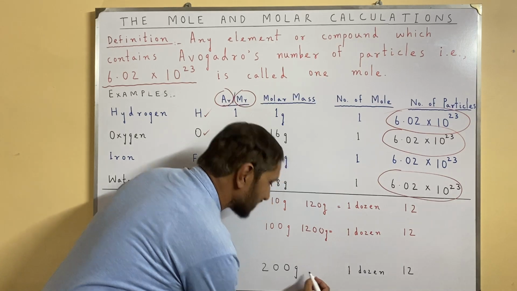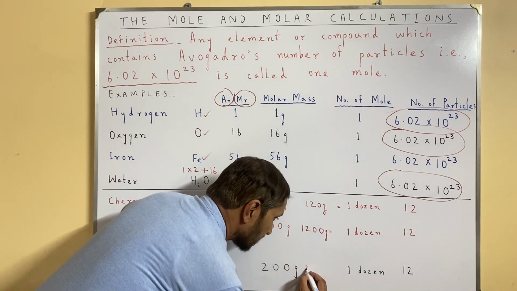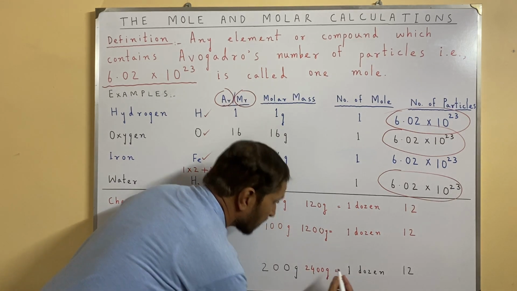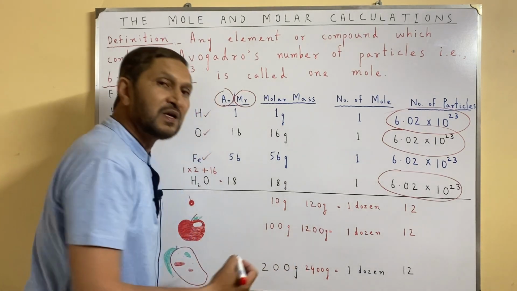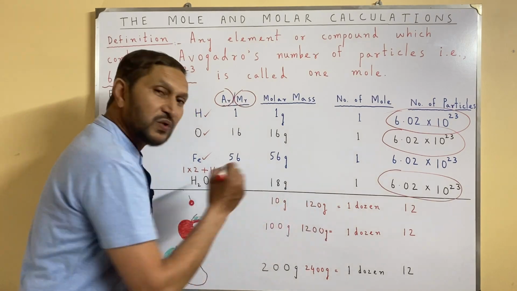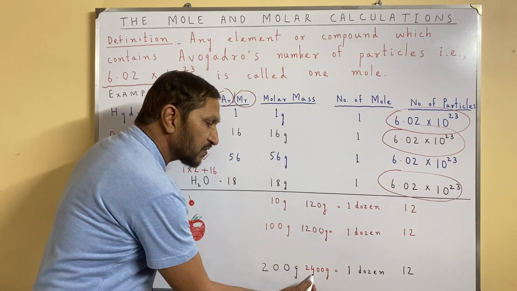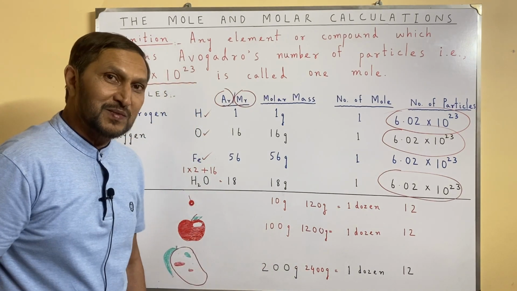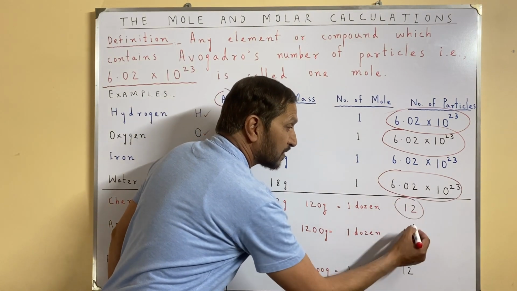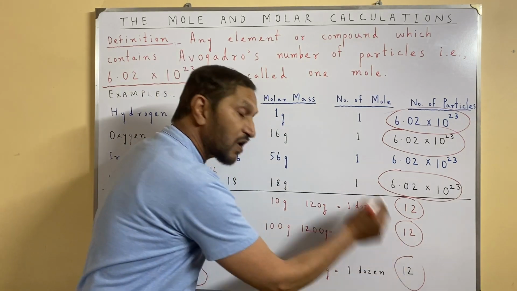Or if I am taking the example of mangoes, if I take 12 mangoes, they will contain 2400 grams. Their collective mass will be 2400 grams. The mass is different. Here in this case 120 grams, here the mass of the apples is 1200 grams, here the mass of the mangoes is 2400 grams. But the number of fruits is 12 and 12: 12 cherries, 12 apples, 12 mangoes.